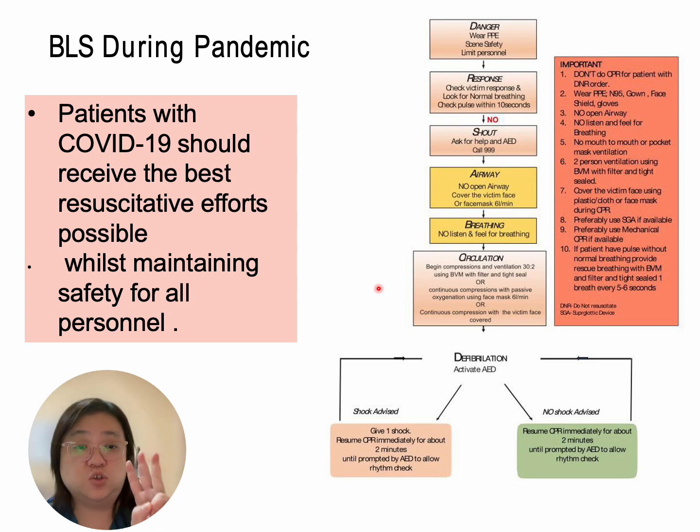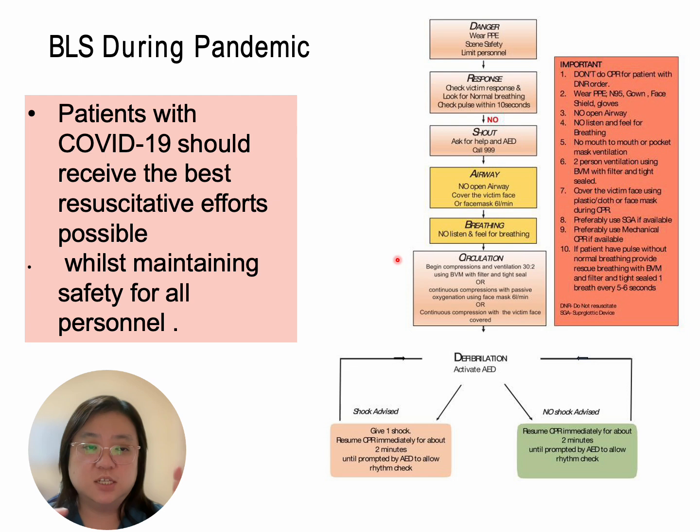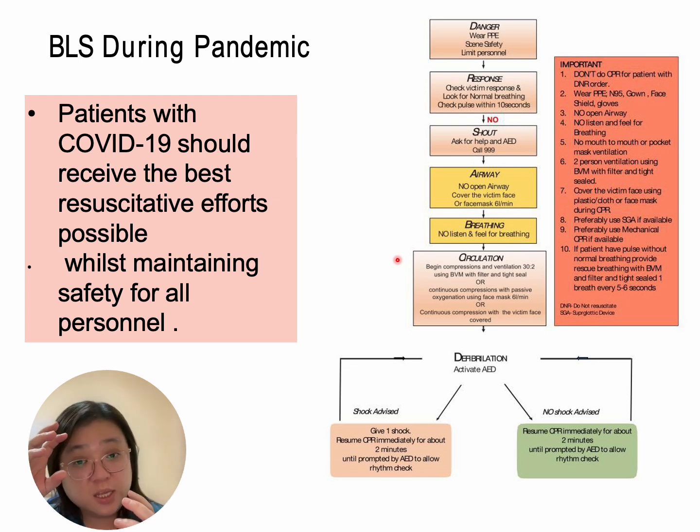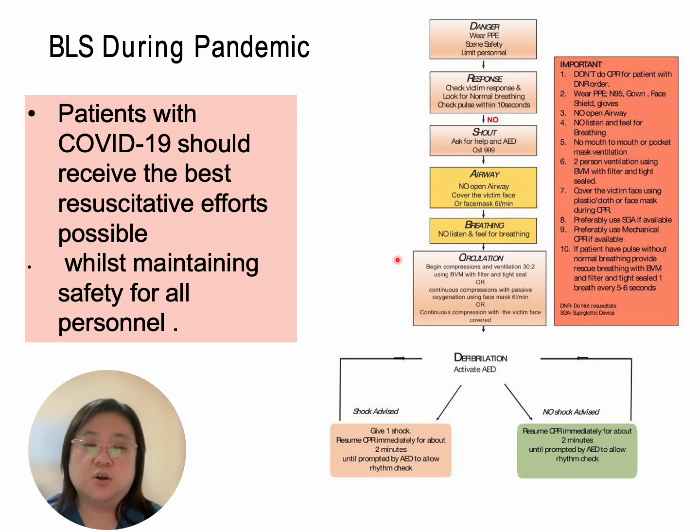Here, circulation you can do in 3 methods. The first method is the standard method. You start your chest compression, and then another person should start your bag valve mask with a filter and a very tight seal. Then you can do your 30 compression to 2 ventilation ratio. Make sure BVM with a filter and a very tight seal. Or number 2, you can do continuous chest compression and put a face mask 6 liters per minute. Or number 3, continuous chest compression with the victim's face covered.